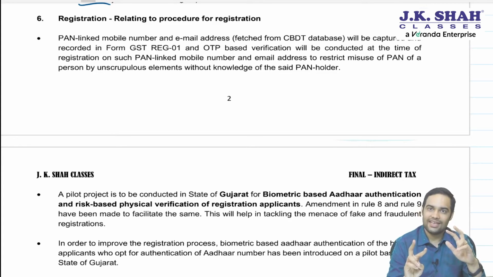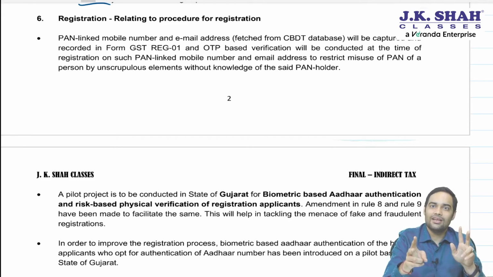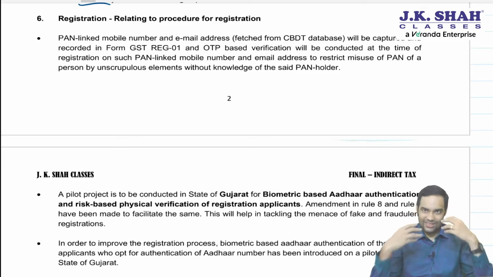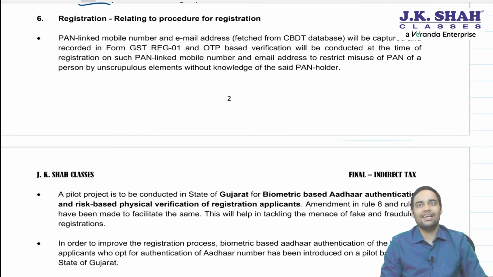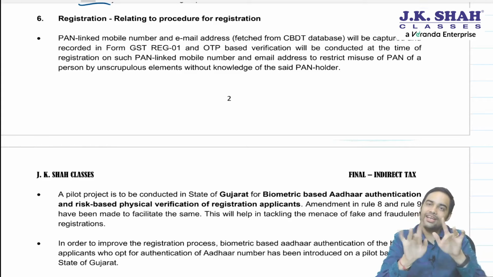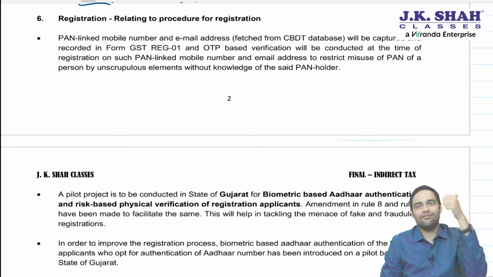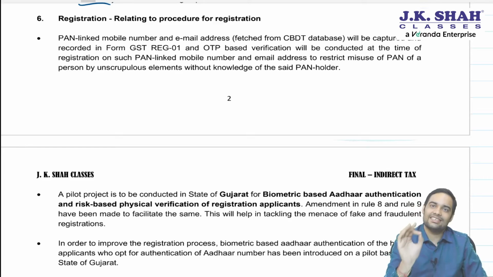Now the government has said that the moment you enter the PAN while taking registration, an OTP will be sent to the email ID and mobile number which is linked to the PAN. So if it is your PAN, the OTP will come to you on the email ID and mobile number linked to the PAN. Earlier, you could enter any mobile number and email ID. Now, the mobile number and email ID will be the ones linked to the PAN, so that fake registrations can be curtailed.